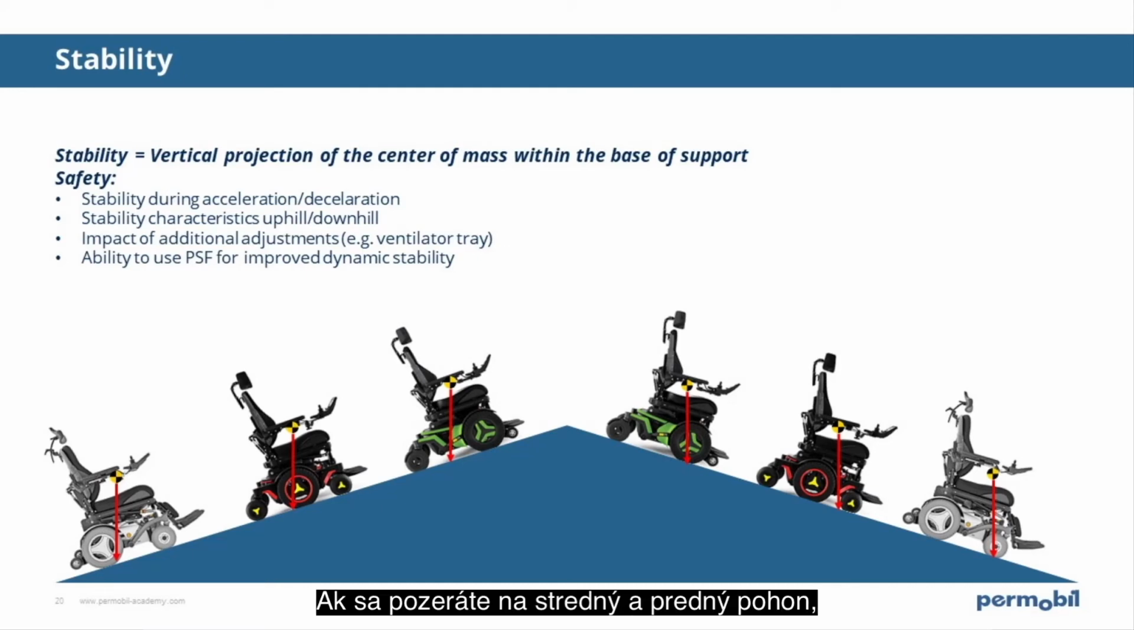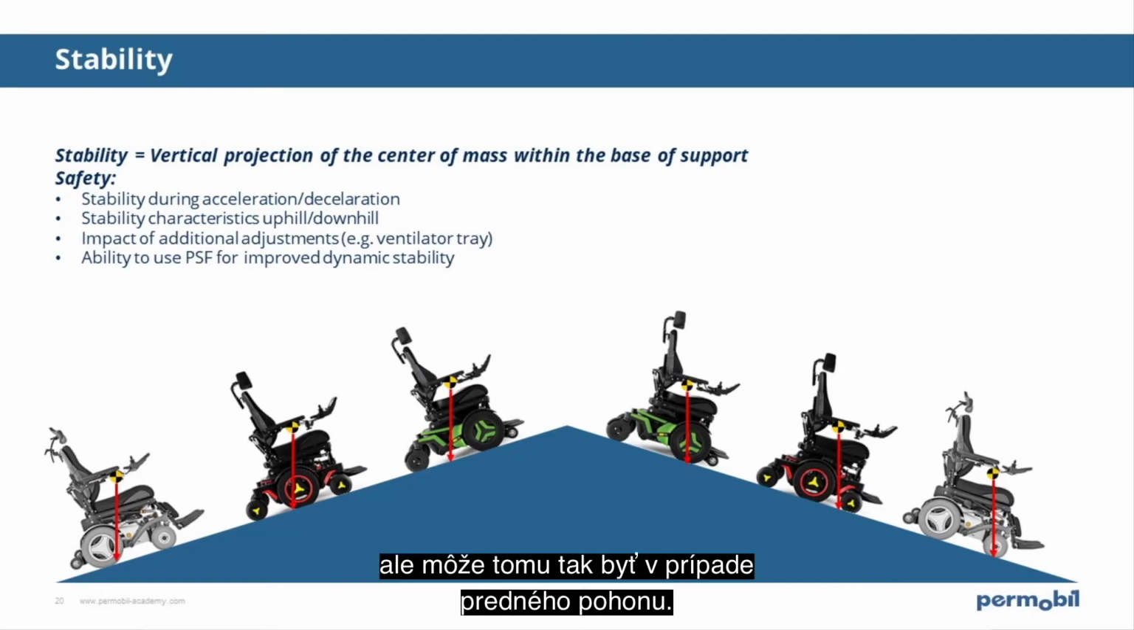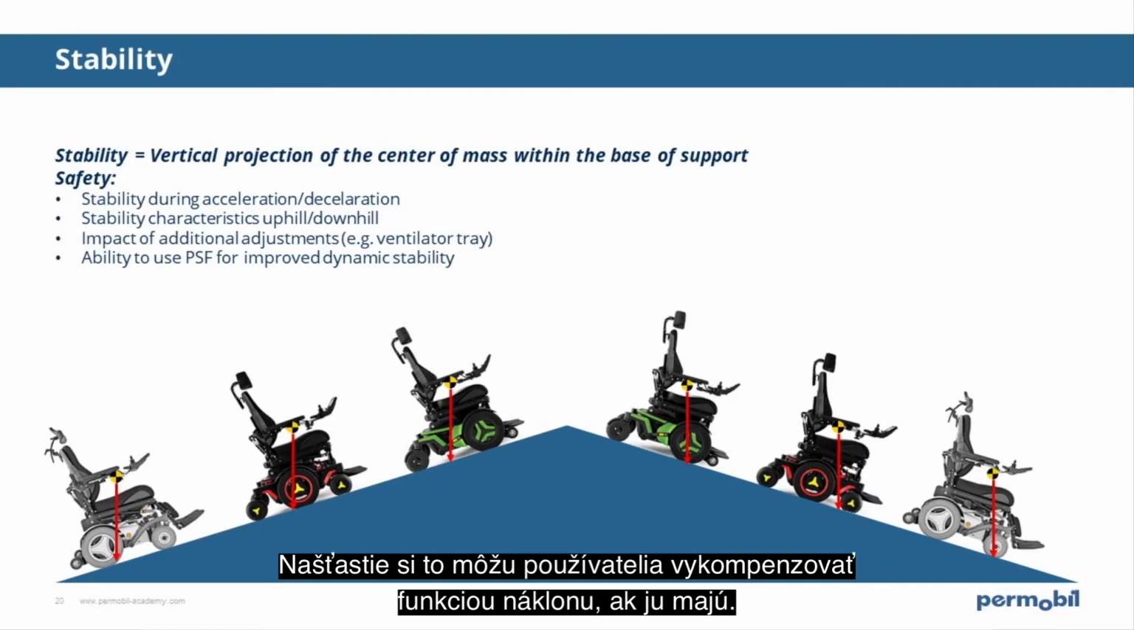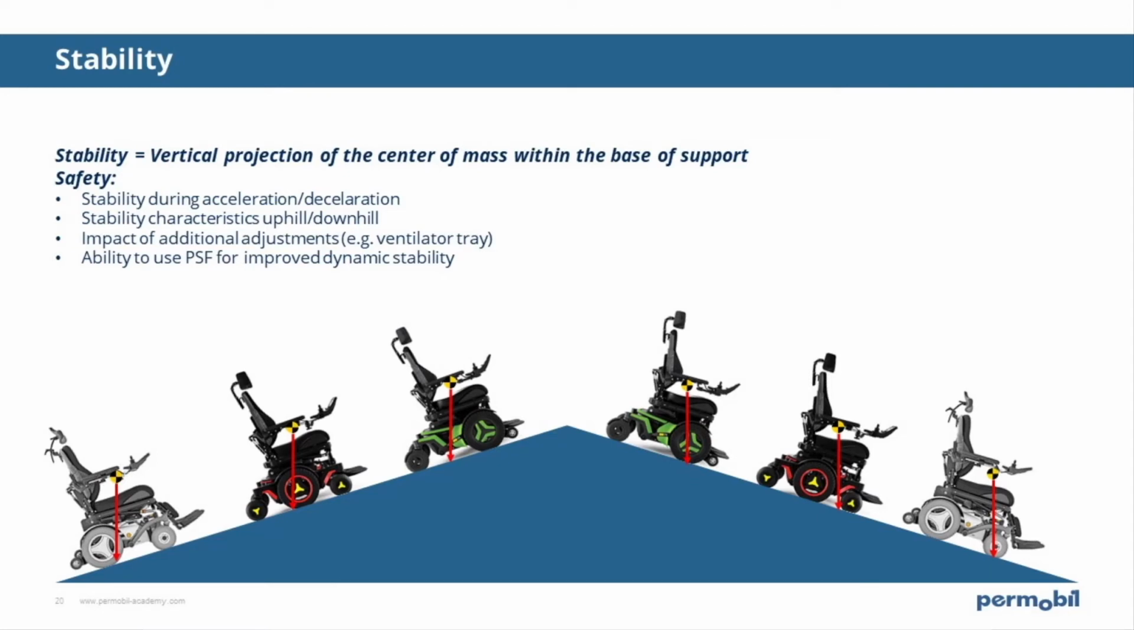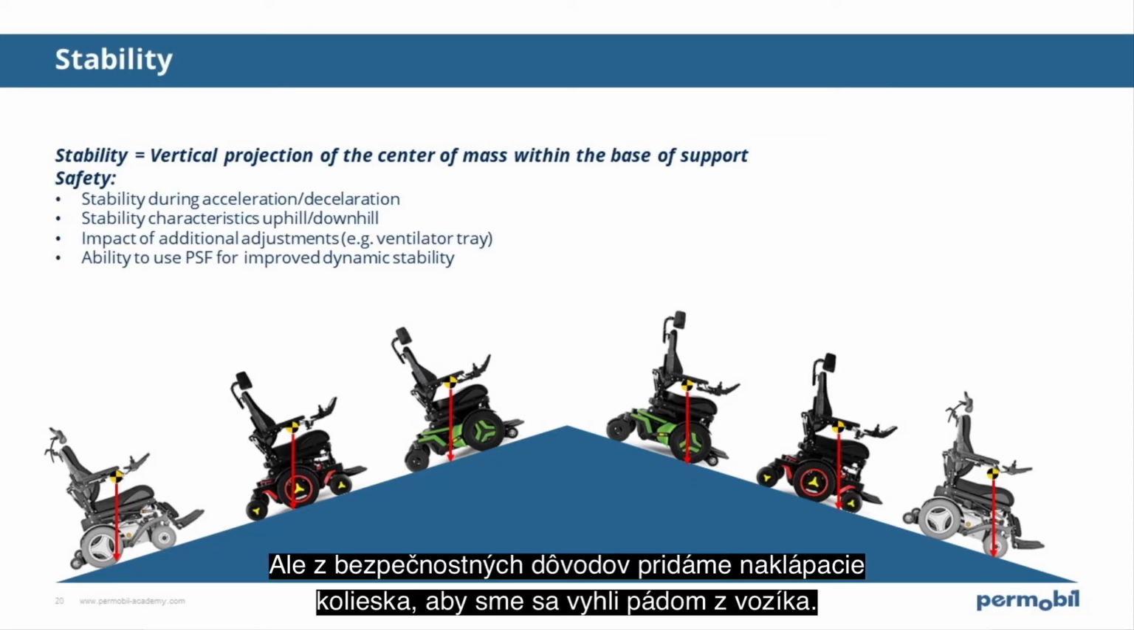If you look into the mid-wheel driven platform and the front-wheel driven platform, then you'll see that the stability is not really compromised driving uphill. Those are two very stable platforms. And then driving downhill, basically it's not really an issue for the rear-wheel driven platform and the mid-wheel driven platform, but it can be an issue for the front-wheel driven platform. But fortunately, users can actually compensate for this by using their tilt function if they have a tilt function available. But for security reasons, we will also add anti-tipper wheels to prevent users from falling frontwards with their wheelchairs.